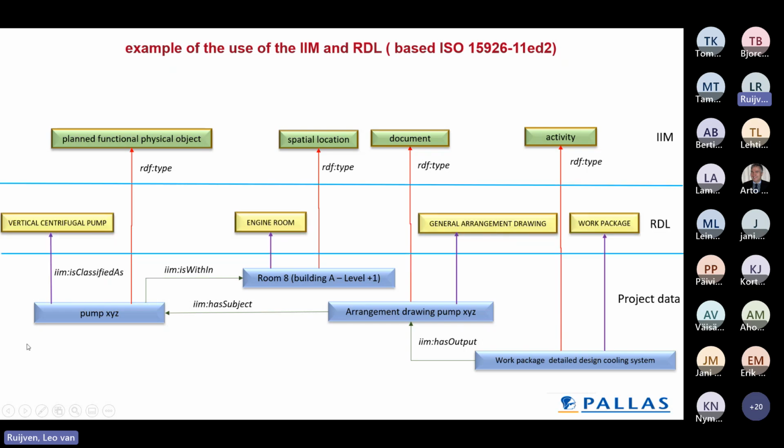And secondly, we classify all the things. The pump is classified according to the RDL as a vertical centrifugal pump. The room is classified as an engine room, the arrangement drawing is a general arrangement drawing, and the work package is a work package. So there are two components: the relationship of project data to the integrated information model, and a relationship to the RDL. And the combination makes it so that all project data is explicitly defined, can be validated, and is traceable.